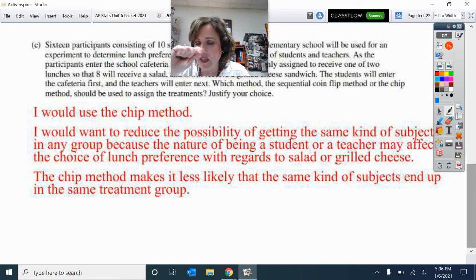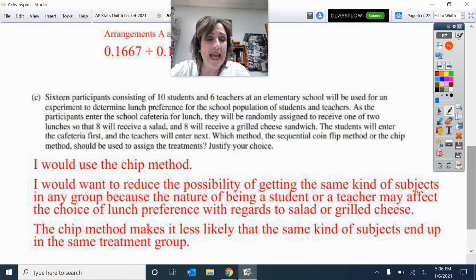So here we go. Then they have a whole new situation. They say, hey, you know what? New situation, but we're going to consider these 2 methods. We have 16 participants, 10 are students, and 6 are teachers. So we have 2 different kinds of things, like how we had men and women. Here we have students and teachers. And they're going to be experimenting and determine lunch preference. As the participants enter the school cafeteria, they're going to be randomly assigned to receive one of 2 lunches. So 8 will get a salad and 8 will get a grilled cheese sandwich.